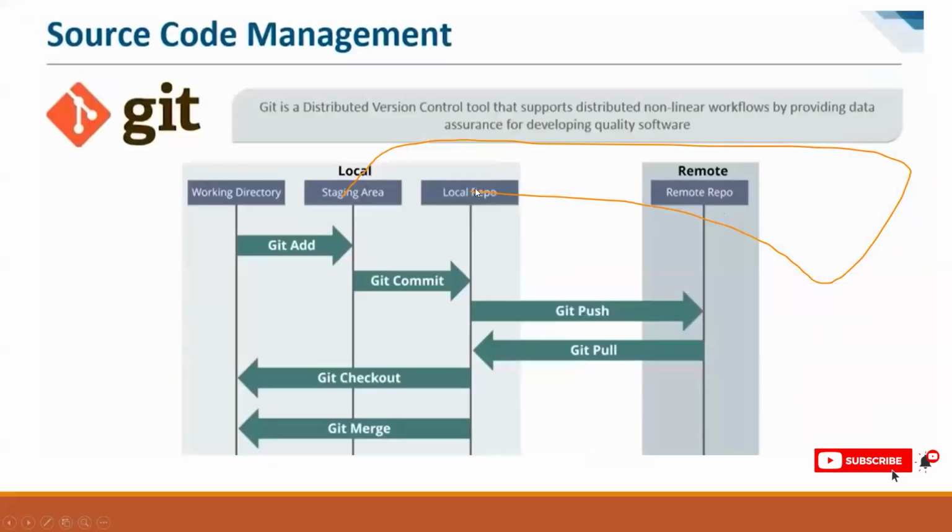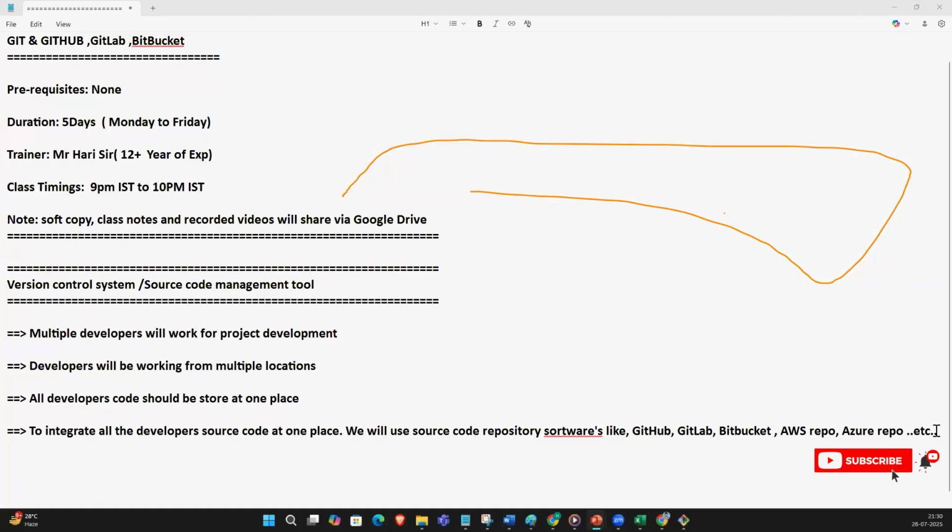You see, this is a local repository and this is the remote repository. A remote repository can be GitHub, GitLab, Bitbucket, Azure Repo, or AWS Repo. These are the remote repositories, and this is the local repository. Your code should be in the local repository as well as the remote repository. So now you understood what a source code management tool or version control system is.